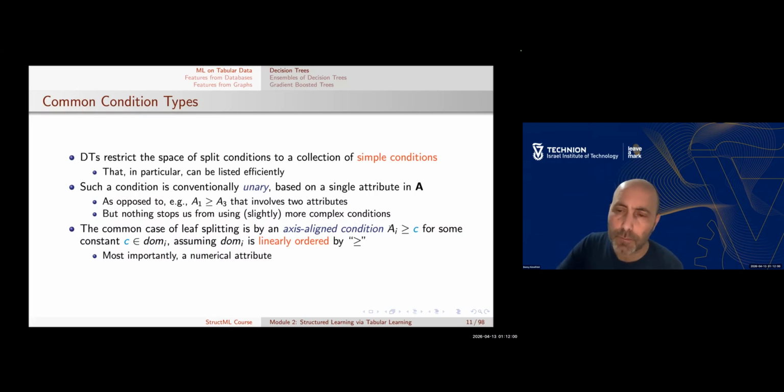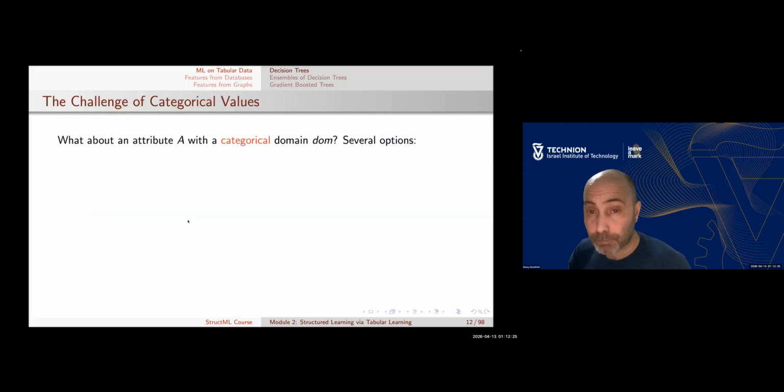And then my condition will be A_i greater or equal to C. So basically what I need to do is find which C is the best for me. I need to choose which A_i to use and which C to use. And that gives me the space of split conditions to choose from.